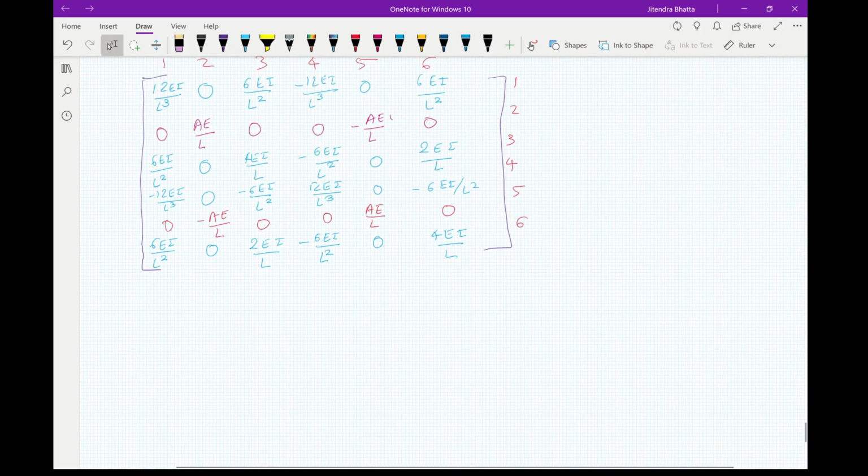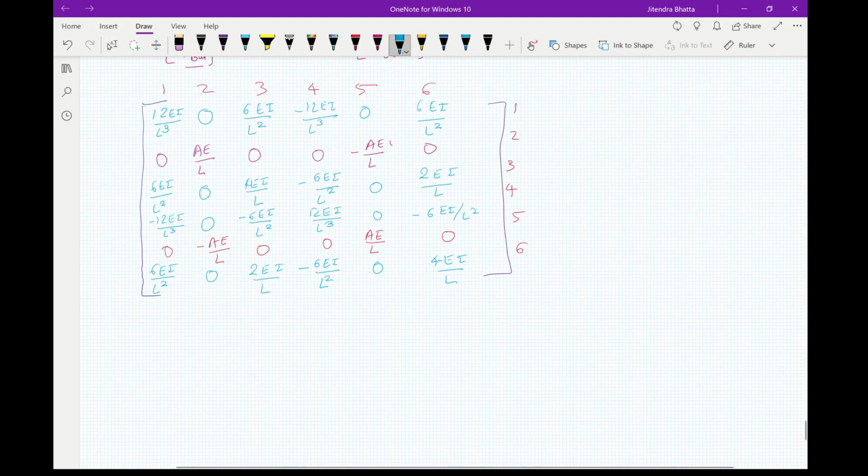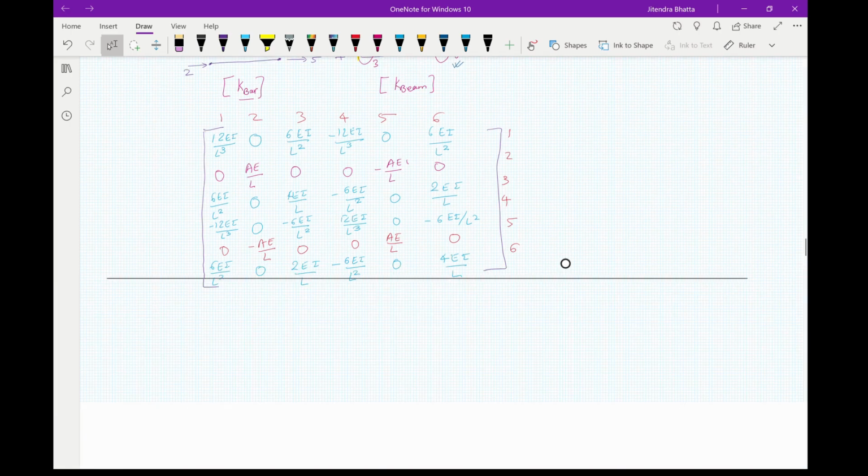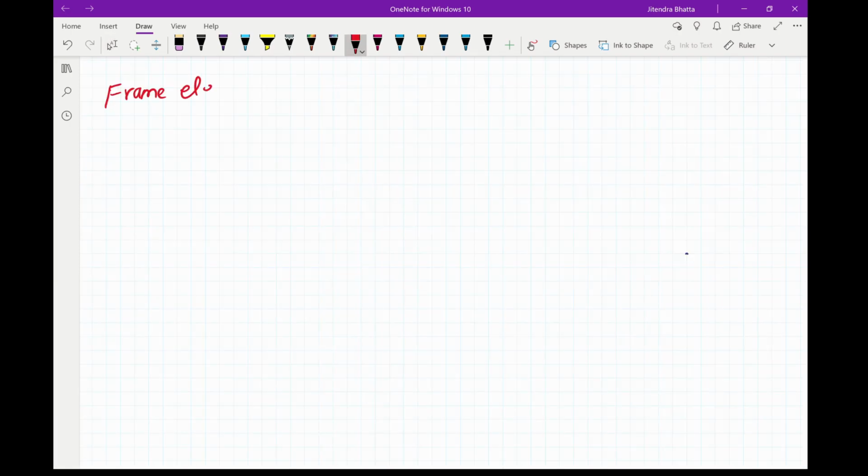So all the values written in blue correspond to the beam, and all the values written in red will correspond to the bar. So this is your stiffness matrix for a frame element. Now let's dig a little deeper into the frame elements.